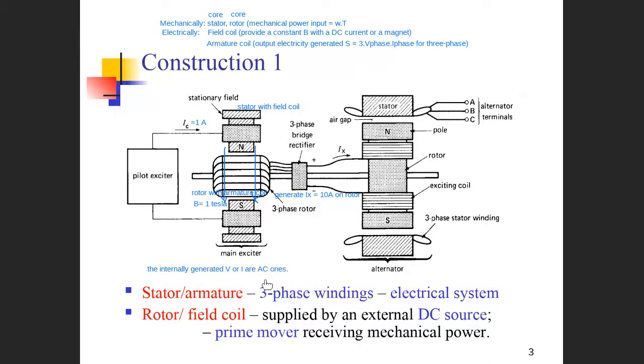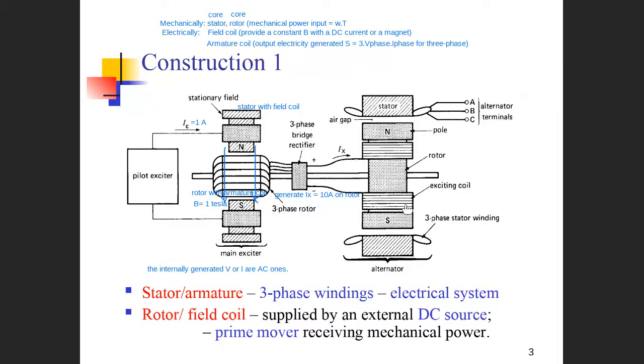Therefore, here we're using the so-called bridge rectifiers, which is a kind of electronic circuit bridge using diodes or transistors or whatever, to change the AC currents or voltage into DC currents or voltage. So here the rectifiers make the internally generated AC components become a DC one. So here we have the DC equivalent current, say 10 amperes, generated here.